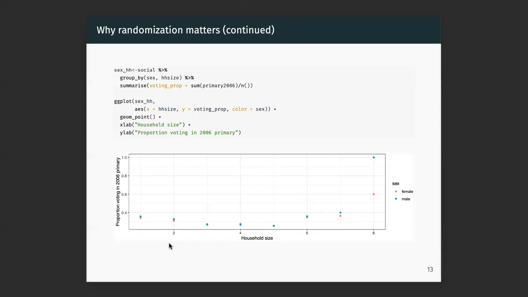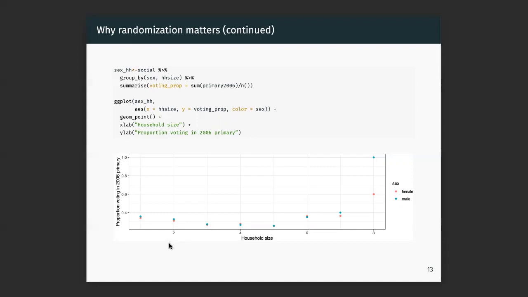For household size, we have 1, 2, 3, 4, 5, 6, 7, and then 8 is our kind of top bracket. We're saying anything higher than 8 just gets counted as 8. So this is effectively a measure of how many people are in the household, usually how many kids are in the household, right? And so we're going to get voting proportion there. And we're going to plot out the voting rate by sex for household size. And what do we see going on here?